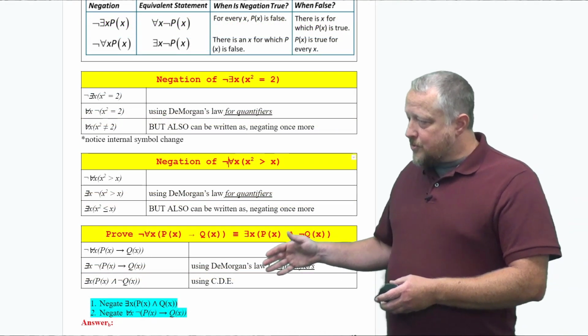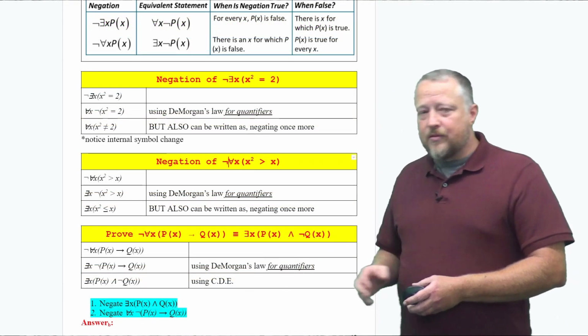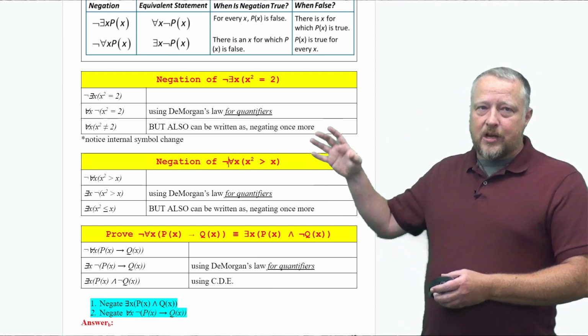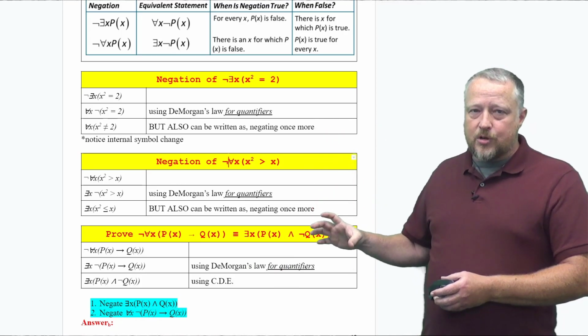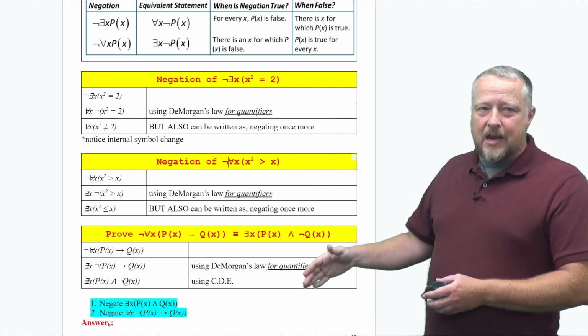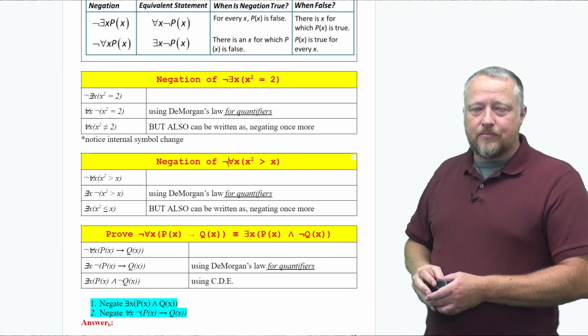So here come the questions. You've got two of them. You're going to negate both of these, which is really not going to be too hard here. You're not doing the proof quite yet, so just hang in there. We'll get to that. So do the negation of these two, and we'll go over the answers in a moment.